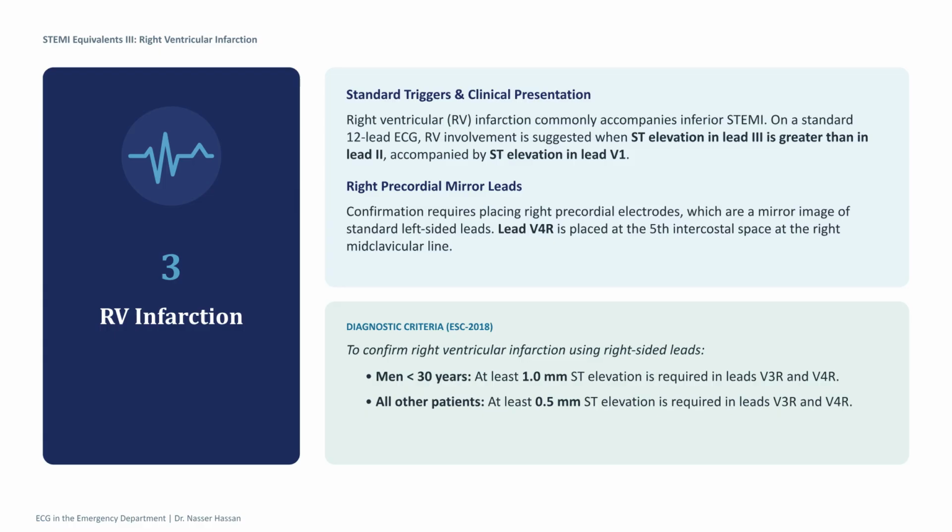Right ventricular infarction often accompanies inferior STEMI. Watch for greater ST elevation in lead 3 than in lead 2, along with elevation in V1. Use right-sided leads, like V4R, for confirmation, where 0.5 to 1 millimeter of elevation is diagnostic, depending on age.